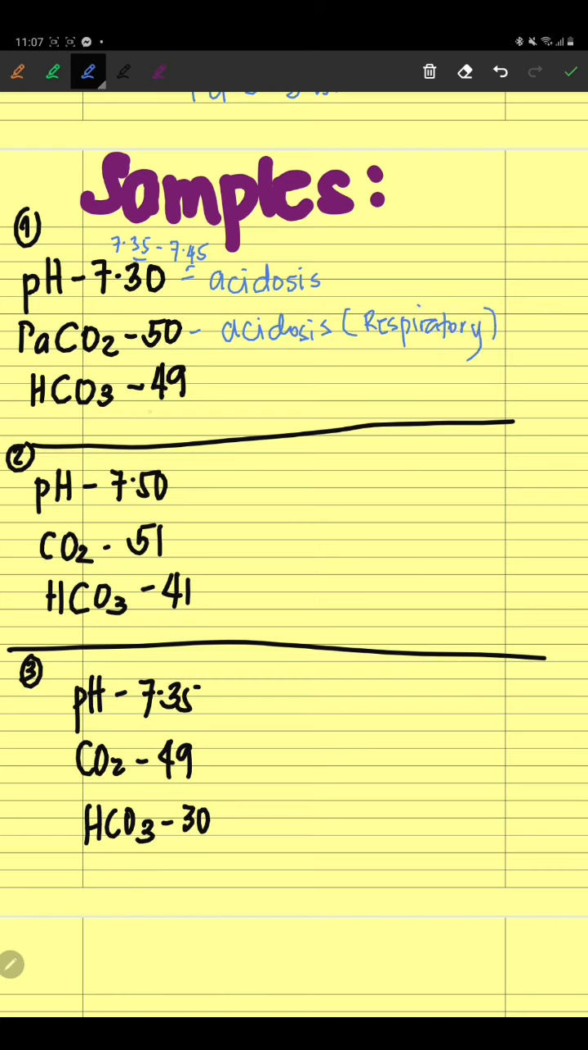Next, we also have here your bicarbonate, which is 49. 22 to 26 is our normal there. So, that means this is alkalosis. So, this is still abnormal. In this case, since it is already considered respiratory, our answer there is respiratory acidosis.